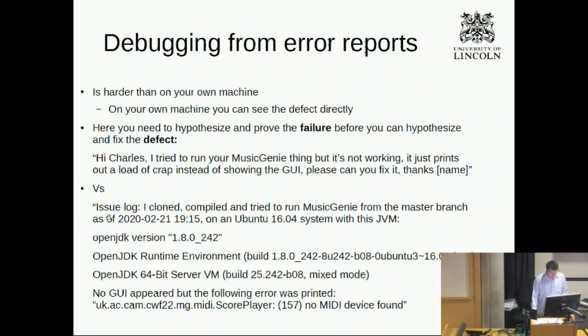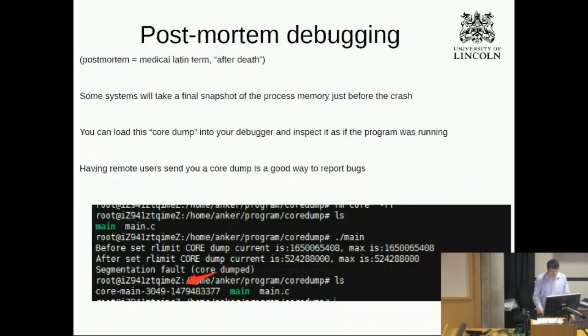Whereas, here's a nice user. This person has filed something on a proper issue log. "I tried to run Music Genie from the master branch on this date, this version. This is my system spec. This is the version of Java I'm running it on." This is something I can actually work with, right? I could probably set up a virtual machine with that configuration and be able to reproduce it. And look, they've even given me the line number where the thing came from. I can fix that in a few minutes. So debugging from other people's reports is a whole other kettle of fish.